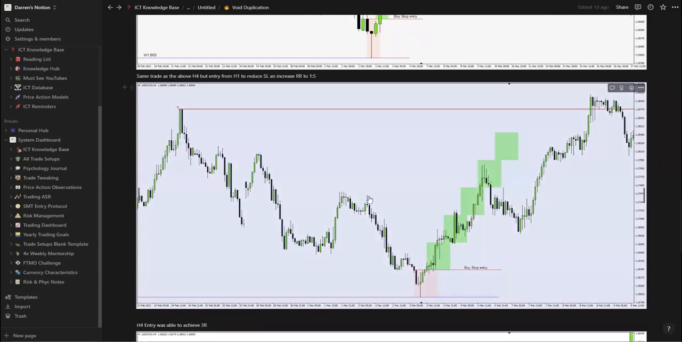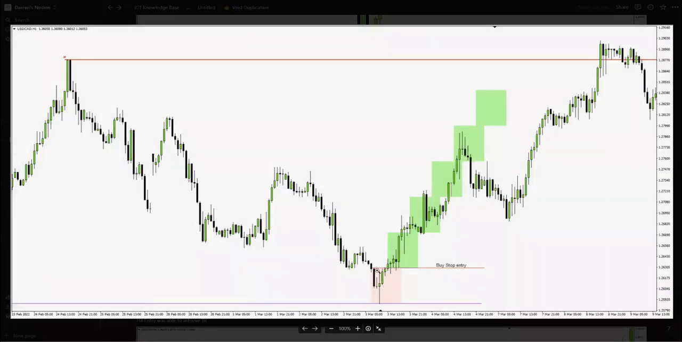And then obviously same trade, just from a 1 hour perspective, you can see tighten up your stop using the last down candle's high as a buy stop entry, and you can see you get 1 to 5 easier than you do on the above chart. So by going down one time frame, you can significantly increase.